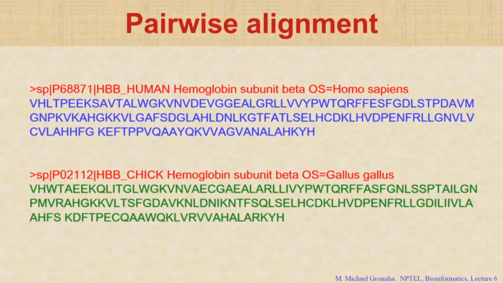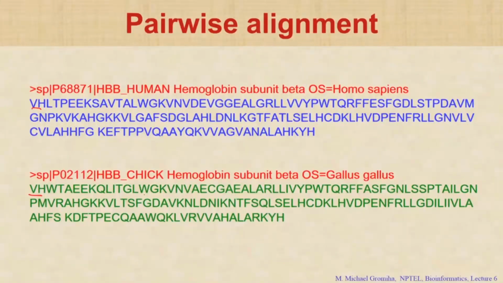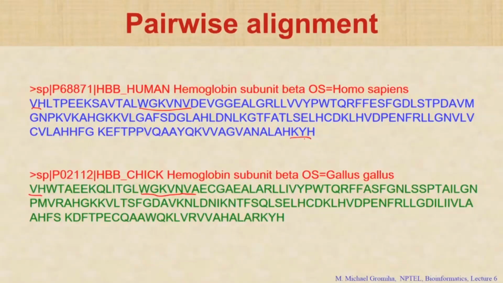Okay, the first one is human hemoglobin and the second one is chicken hemoglobin. If we look into these two sequences, can you see any differences or similarities between them? Here this is similar in some places, right: W, G, K, V, N, V. When you look with your eyes you can see some cases, but we require an algorithm to quantify how similar these two sequences are to each other, which parts are similar, and which parts are different. Here again you can see KYH is the same, but here this is different.